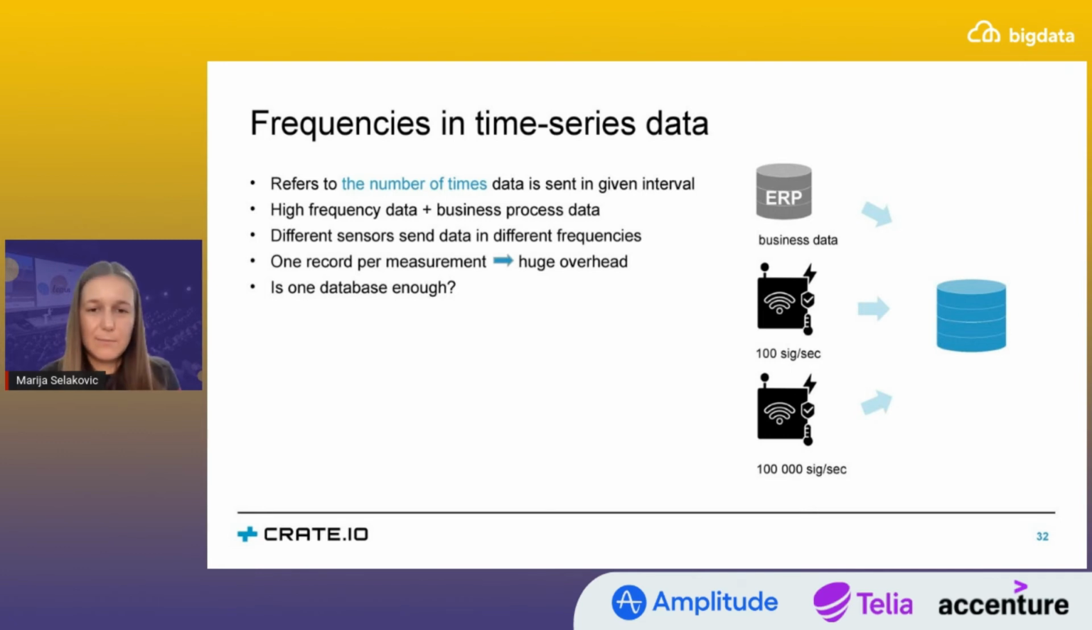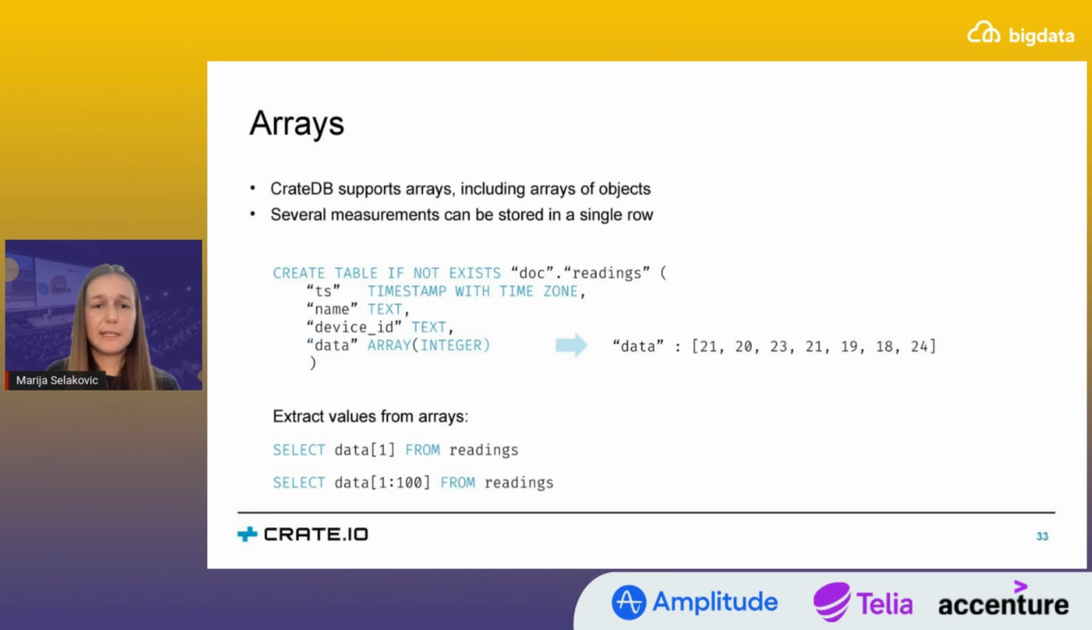And in many cases, if not all cases that we have seen up to now, this needs to be combined with the business data, with some sort of static data. So one way that this data can be stored is storing one record per measurement, and many time series databases actually require you to define a data model that stores one record per measurement. Of course, it can bring a huge overhead, and usually you would need to use a different, for example, database for storing non-time series data. So the question is always, is one database enough, or do I need to consider more solutions?